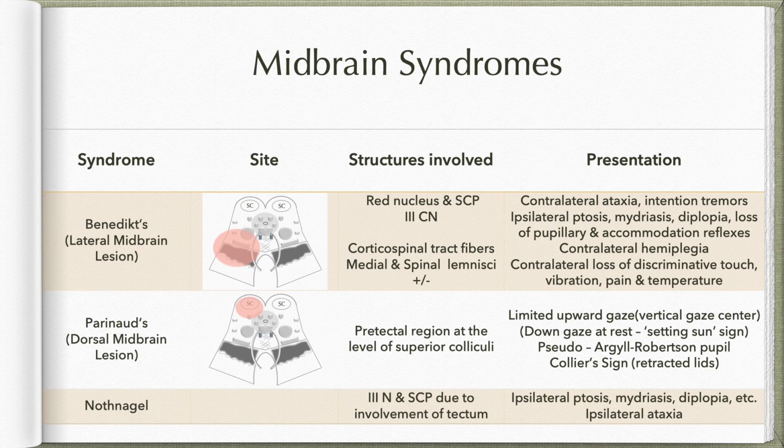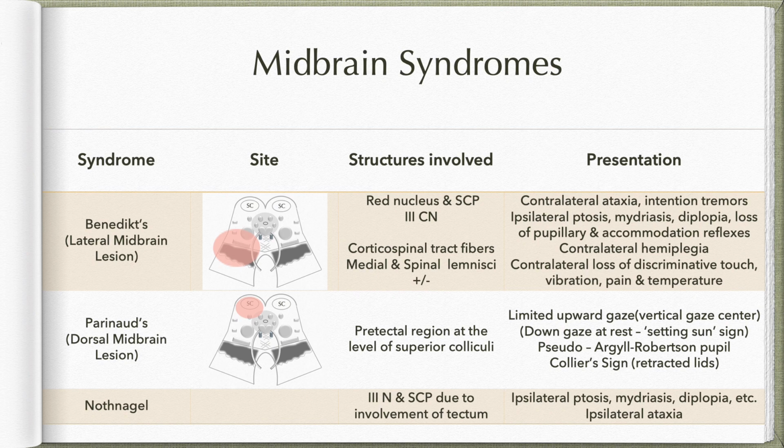Next, moving on to Benedict syndrome, otherwise known as lateral midbrain lesion. So here more of lateral part of the midbrain is involved, which includes red nucleus and superior cerebellar peduncle fibers, third cranial nerve, corticospinal tract fibers, and it also includes medial and spinal lemnisci, maybe also the trigeminal lemniscus. So the features include contralateral ataxia and intention tremors because of the involvement of red nucleus and superior cerebellar peduncles. Third cranial nerve involvement will result in ptosis, mydriasis, and diplopia, including loss of pupillary and accommodation reflexes.